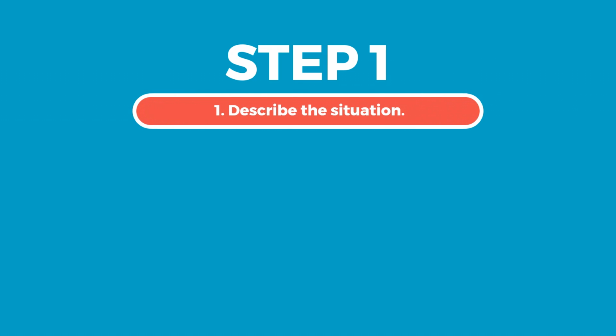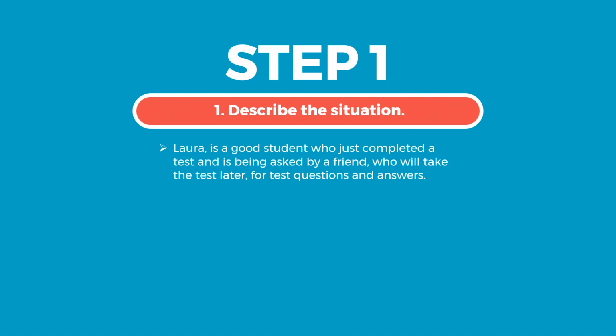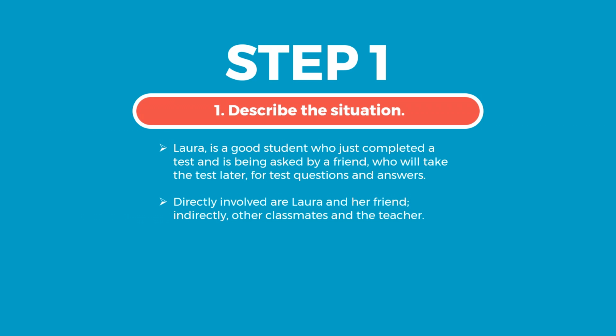In step 1, the goal is for students to describe the situation. What are the issues and who is involved? An example response could be, Laura's a good student who just completed a test, and she's been asked by a friend who will take the test later for test questions. Directly involved are Laura and her friend. Indirectly are her other classmates and the teacher. Are there other points to be considered?